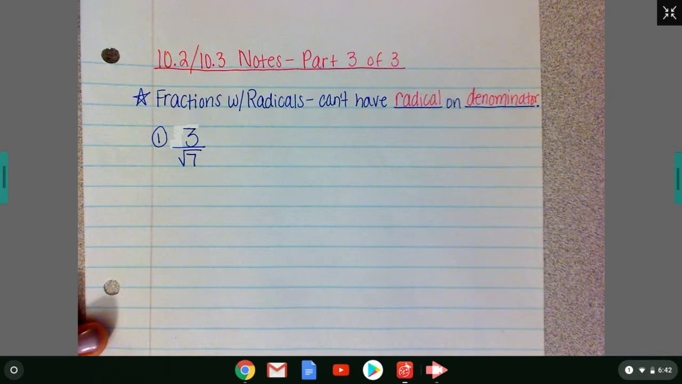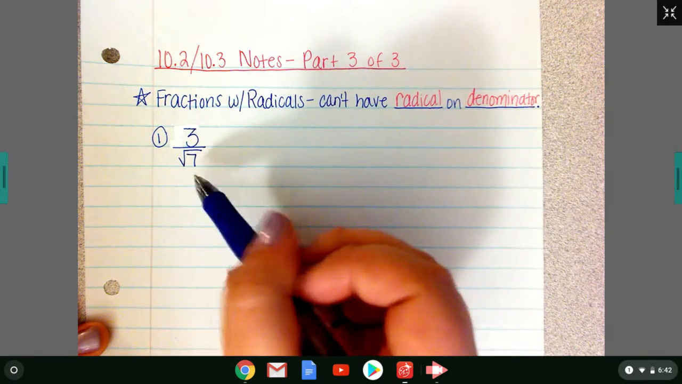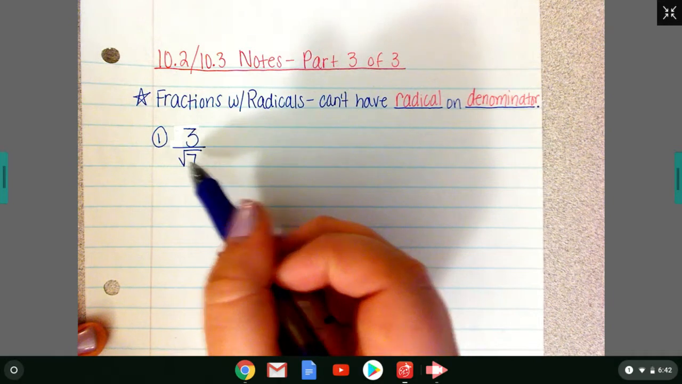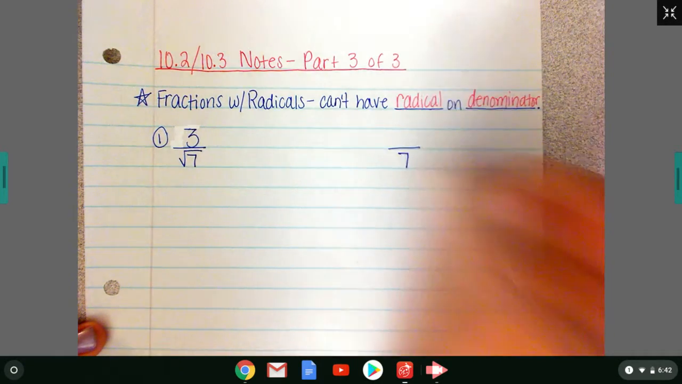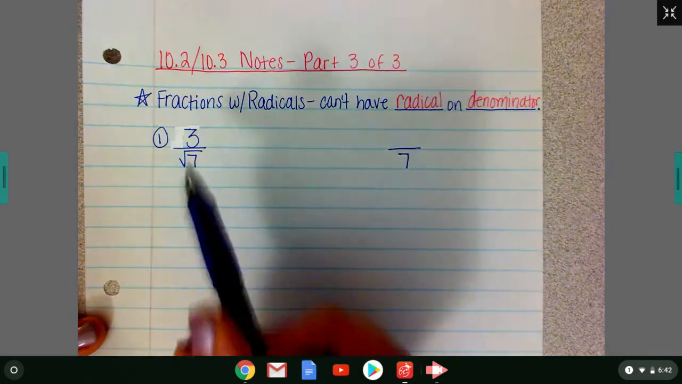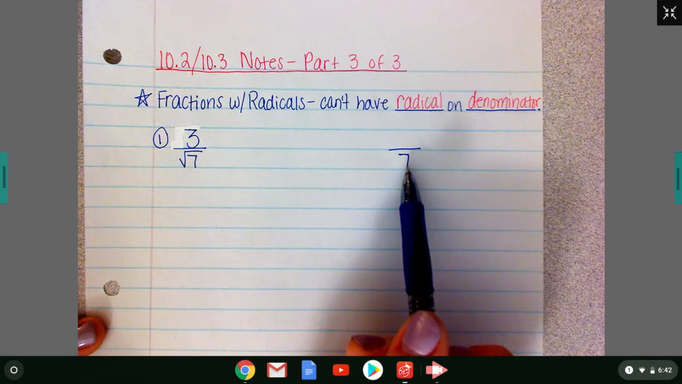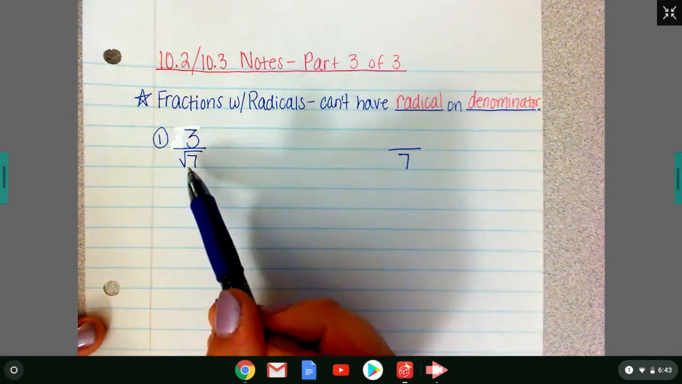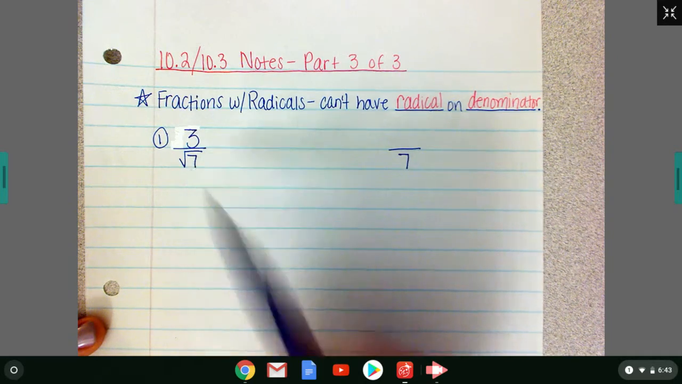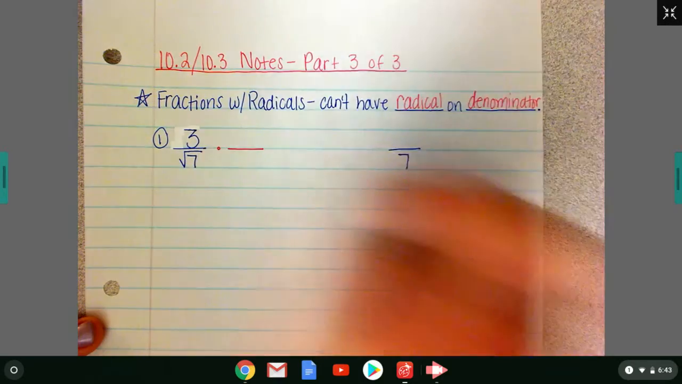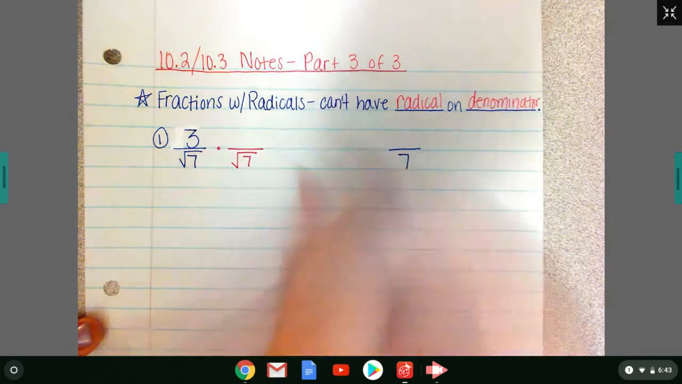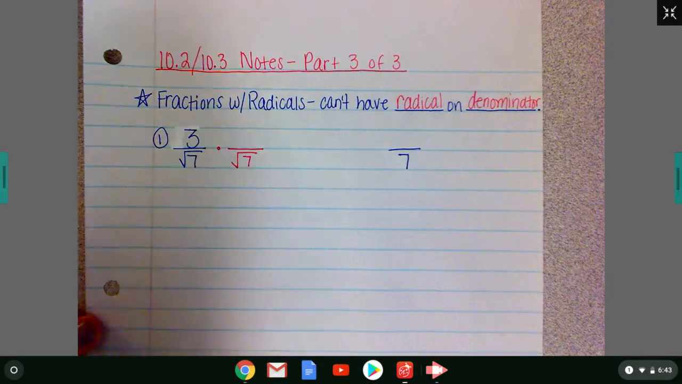So right now I have an example, 3 over root 7. And I want to get rid of this radical on the bottom. It'd be nice if the radical wasn't there and it was just a 7 on the bottom. That would be the goal here. And I want to get from point A to point B in a clever way. So to get rid of this root 7 on the bottom, we're going to multiply by something special. We'll multiply by a fraction with root 7 on the bottom. You can maybe see where this is going.